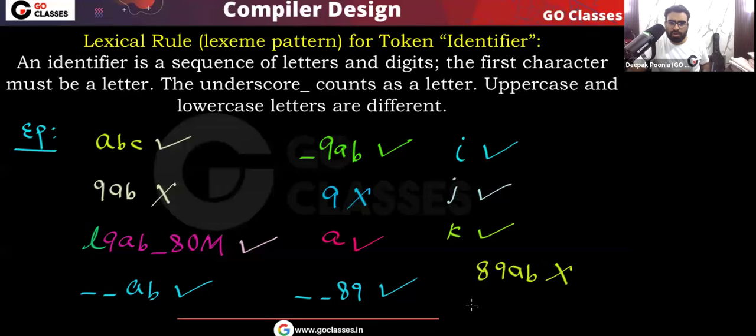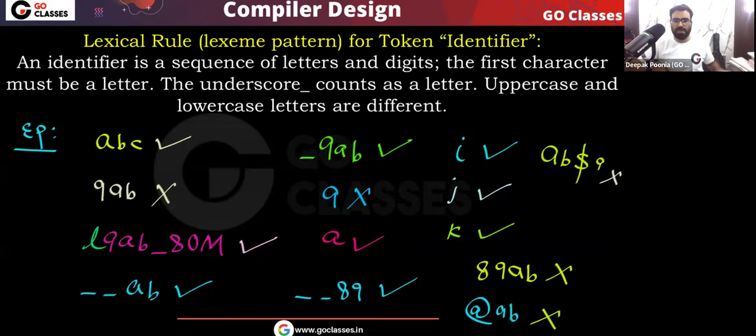And remember, you cannot use any other symbol. For example, can you use the at the rate symbol, @AB? No, this you cannot use. Is this clear? We cannot use this. For example, can I write like this, AB then dollar, then 9? No, this also we cannot write. So I hope you understood the point.